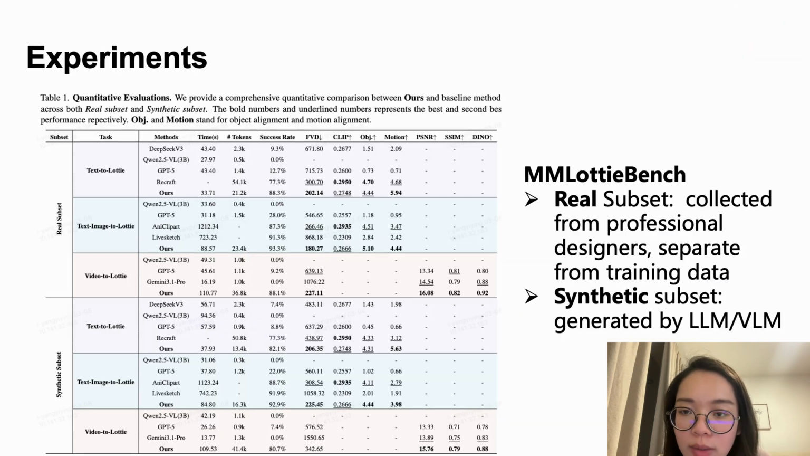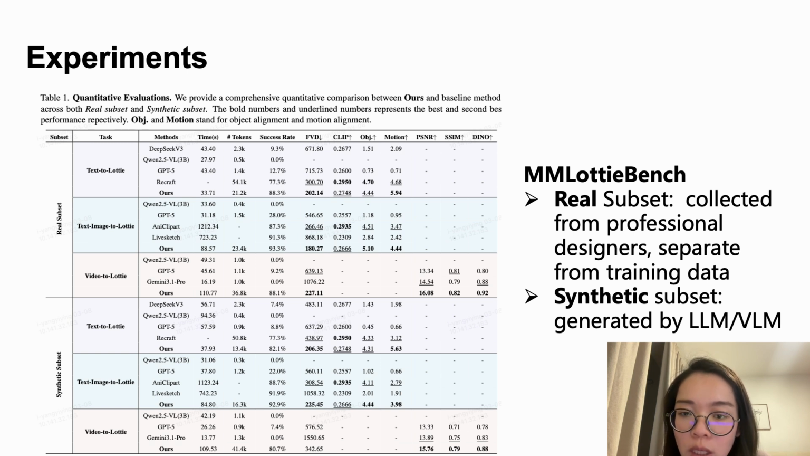We also noticed a lack of proper evaluation measures, so we created OmniLottie Bench. It features 900 test cases for text to Lottie, text image to Lottie, and video to Lottie. To keep it fair, we split it into a real subset made by human designers and synthetic subsets generated by AI models to prevent future data contamination.